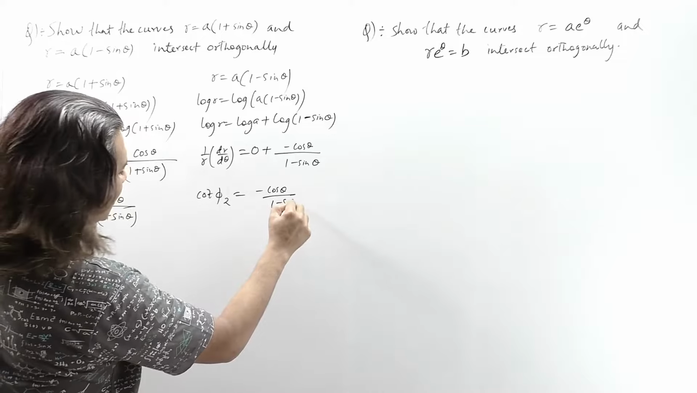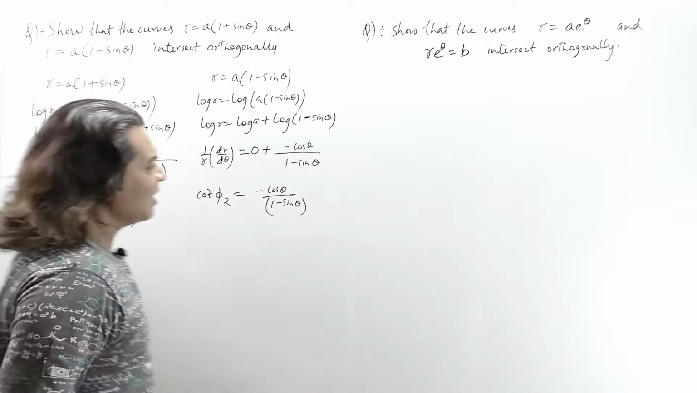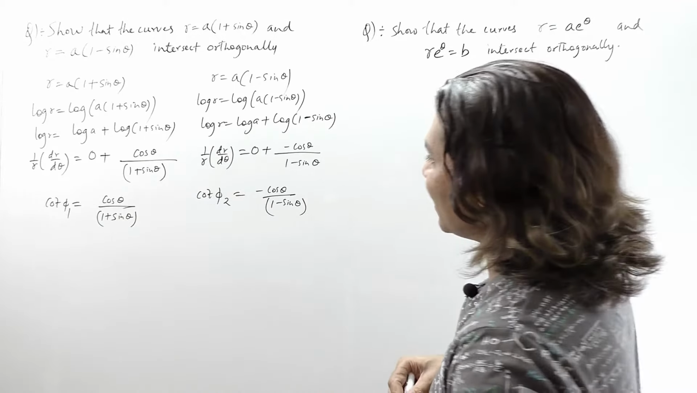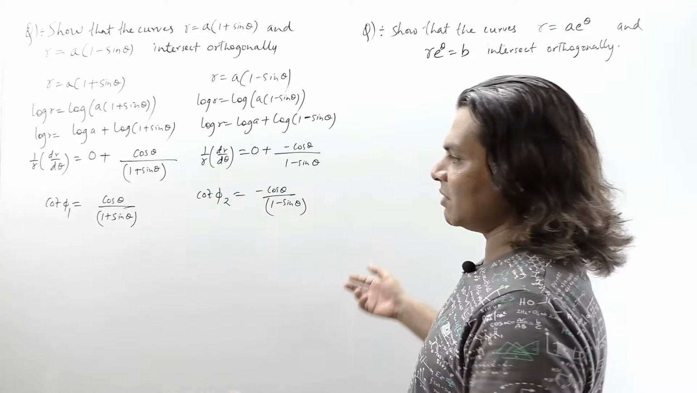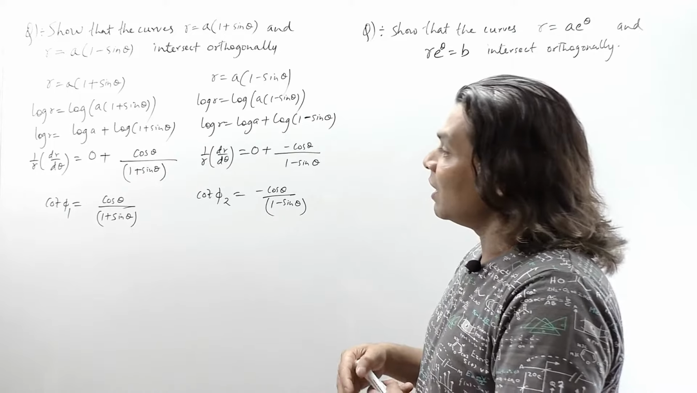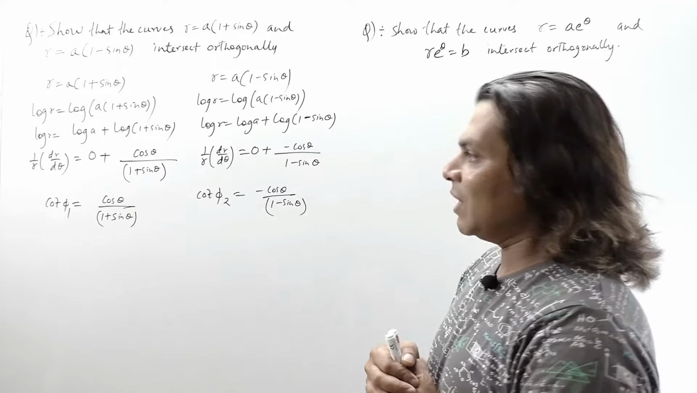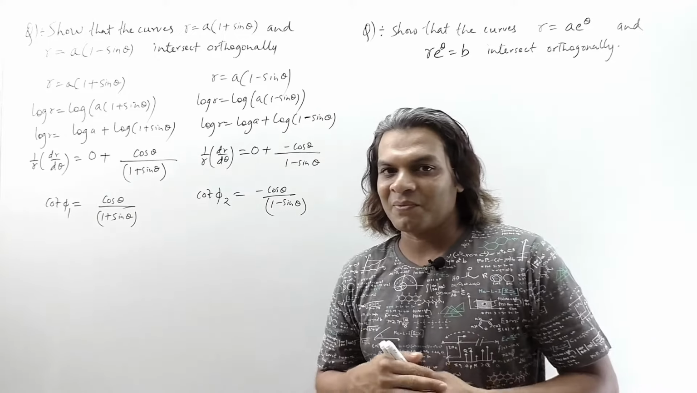Now, as you see here, in the previous problem, we used to directly get the values for phi 1 and phi 2. We used to subtract and get the angle and show it's orthogonal. But in this case, we cannot move anything further. So remember, I told you one thing. Okay.